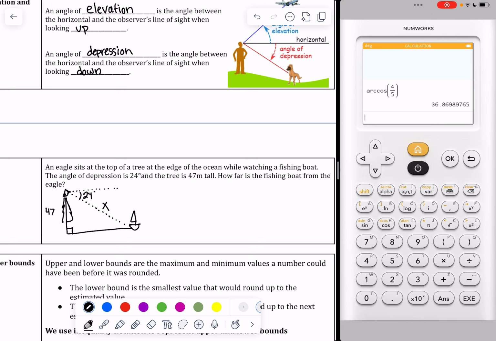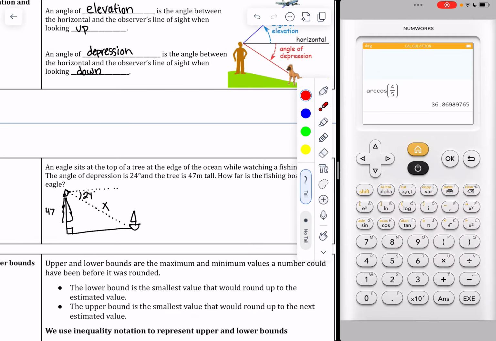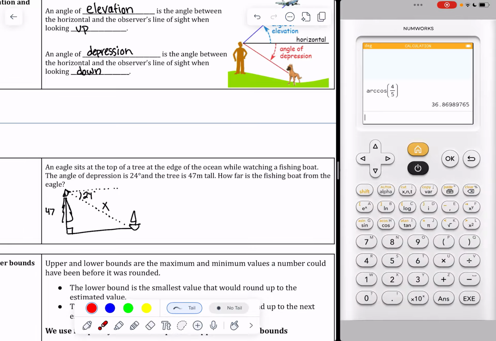Oftentimes the problems are a little more specific. It'd be like, but the reason I know this is x and not this right here is because the eagle's right here, the boat's right here, this is the distance between them. This is not the distance between them. Sometimes it would say something like the horizontal distance between the bird and the boat. That would be there, or the horizontal distance between the base of the tree and the boat. But since it just said distance, we'll go from the bird to the boat.